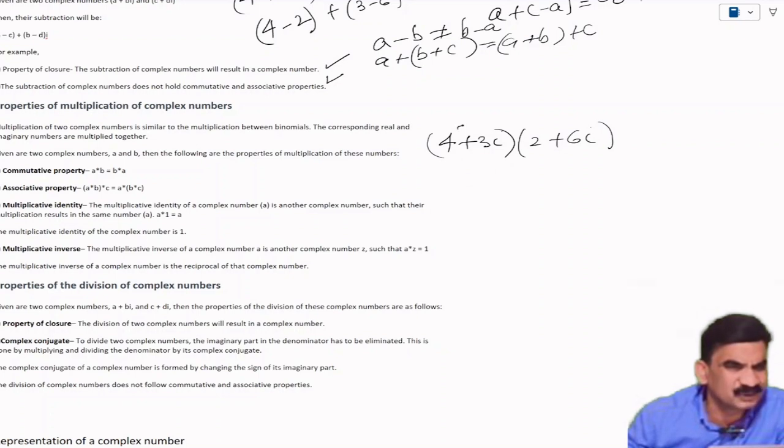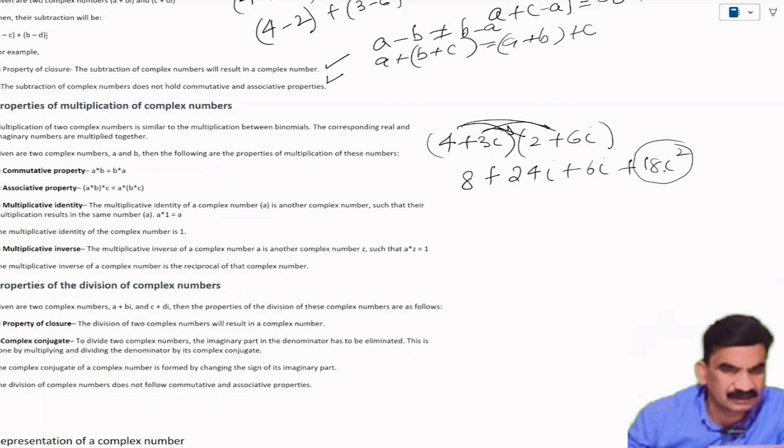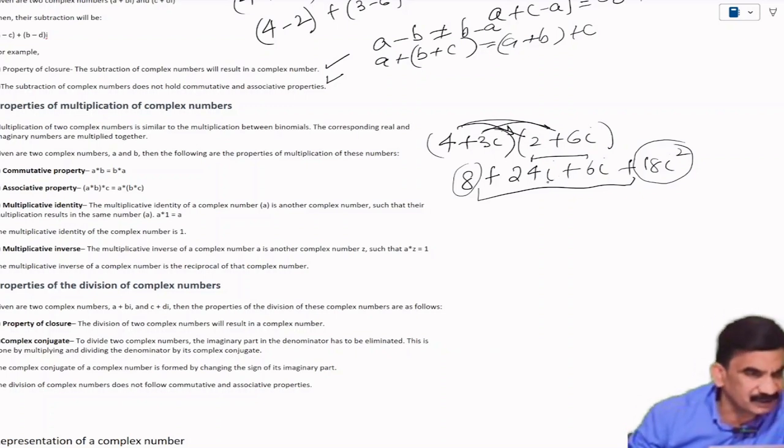So the basic rules of algebra: you multiply 4 by 2, 4 by 6i, 3i by 2, 3i by 6i. You get 8 plus 4 times 6 is 24 times i, plus 3 times 6 is 18 i squared. This will become minus 1 multiplied by 18. This will become 8. These two will become the real part, and these two, when added, will give you the imaginary part. It's the commutativity: A into B is B into A.